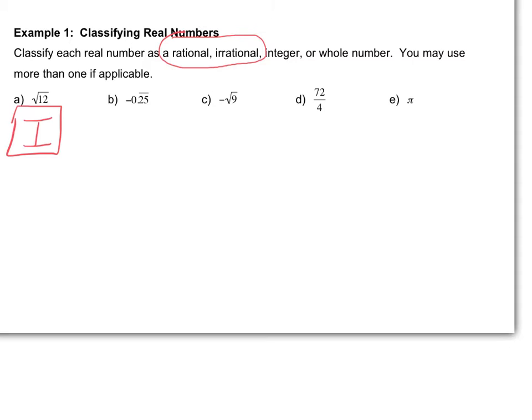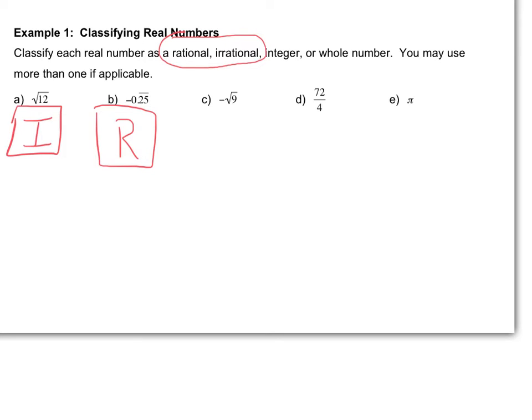The next one, we're going to look at negative 0.25 repeating. As we just determined, this is definitely a rational number because it does have a repeating pattern. The question is, is it an integer or a whole number? We know integers are all our positive and negative whole numbers, and the whole numbers are all the positive whole numbers, meaning no decimals or fractions. This is definitely in between those, so this would not be an integer or a whole number.